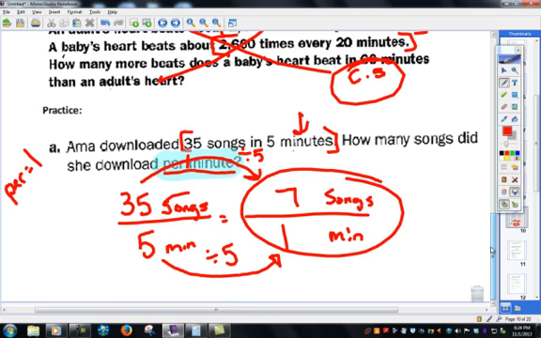Now, you don't have to write what I'm about to write, but I just want to show you. I could also write this like this. 5 minutes. It takes me 5 minutes to download 35 songs.